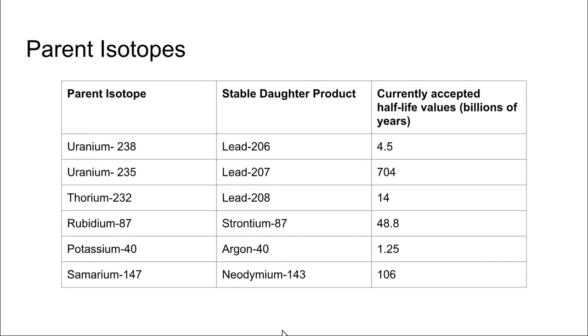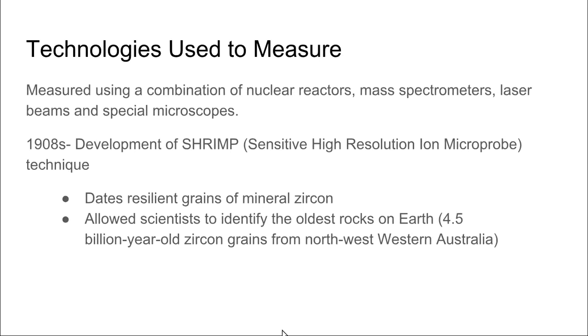So here we have a few other isotopes that we may use to date and find out the age of an organism. And we can see here that we will use different isotopes depending on how old or young the fossil is, as each of these isotopes has a different length of half-life. When we want to measure this radioactive material, we can measure it using a combination of nuclear reactors, mass spectrometers, laser beams, and special microscopes.